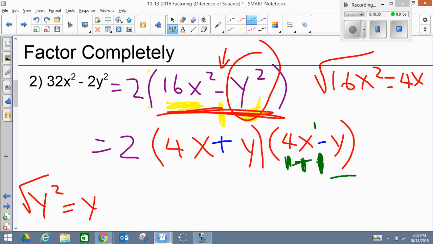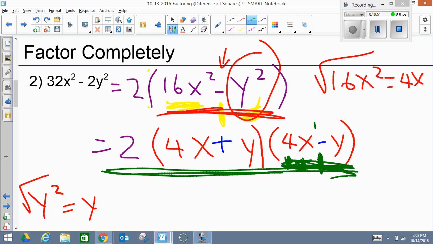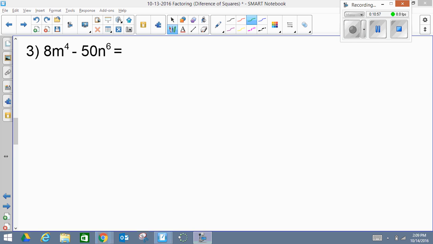So as soon as there's something that is not a perfect square, then I know that this parenthesis is not a perfect square. So at that point, this is my final answer. Okay? Let's try one more. So the question here will be the same.